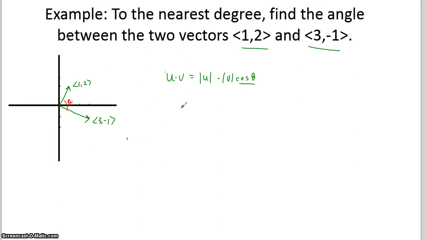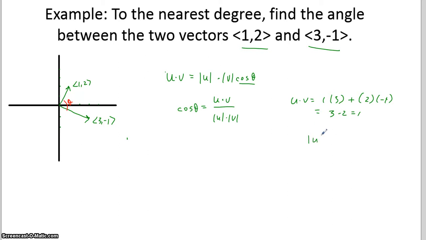So then we can just use this formulation of the dot product to solve for cosine of theta, which would be the dot product divided by the magnitude of u times the magnitude of v. So then we just need those three pieces of information to find cosine of theta. u dot v is just going to be 1 times 3, multiply the x components, plus 2 times -1, multiply the y components and add them. That's going to be 3 minus 2 equals 1. So we have that piece.